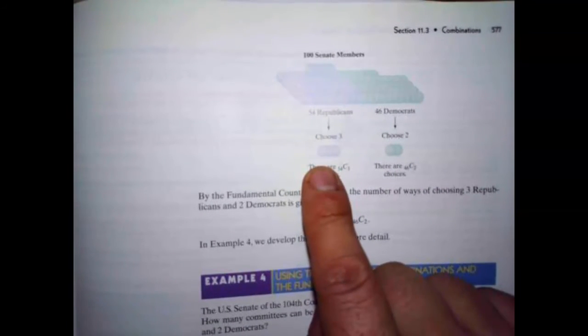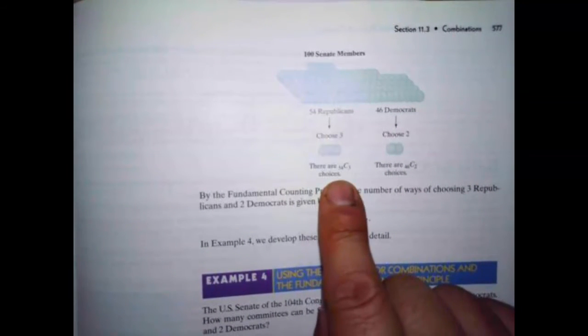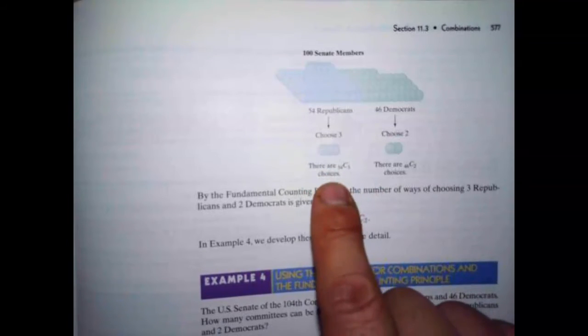So we're going to figure out how many different ways we can choose 3 Republicans from 54 Republicans, you see 54C3, and how many different ways we can choose 2 Democrats from 46 Democrats, 46C2, so it's 2 different combinations for that. And then we're going to multiply this times that to get the total. That's the fundamental counting principle aspect. So it's a combination for Republicans, a combination for Democrats, and then we multiply the 2 totals together to get the total different ways that we can select a committee of 5 people with 3 Republicans and 2 Democrats.